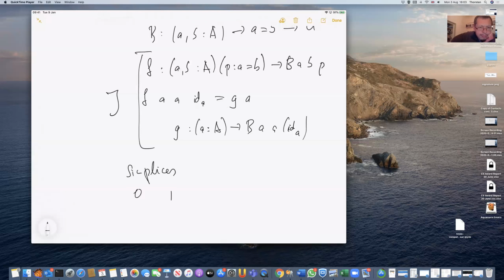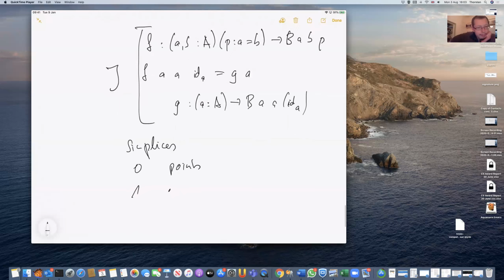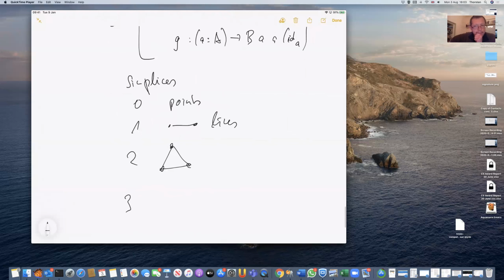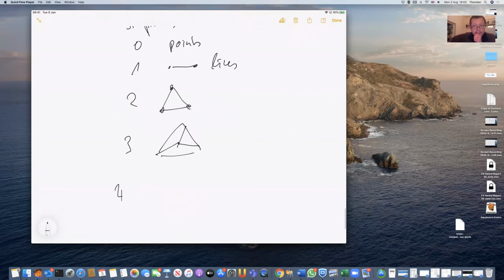So in zero dimensions, simplices are points. In one dimension, they are lines. In two dimensions, they are triangles. In three dimensions, they are tetrahedra. And in four dimensions, okay, let's not go there.